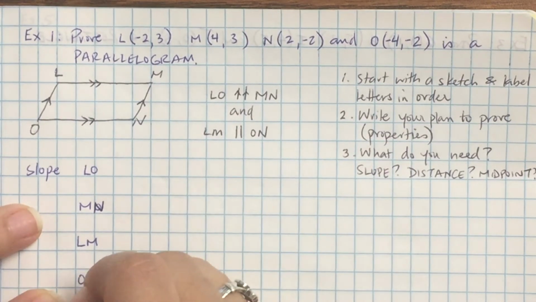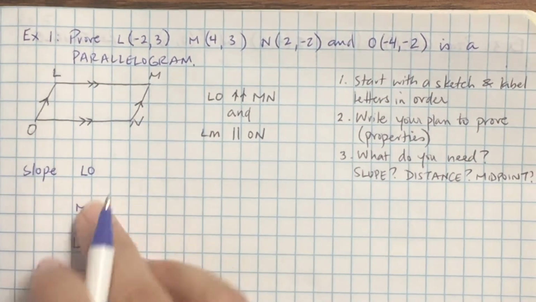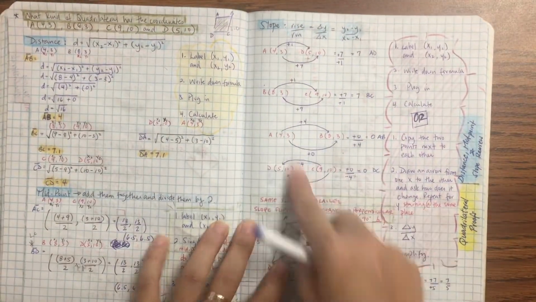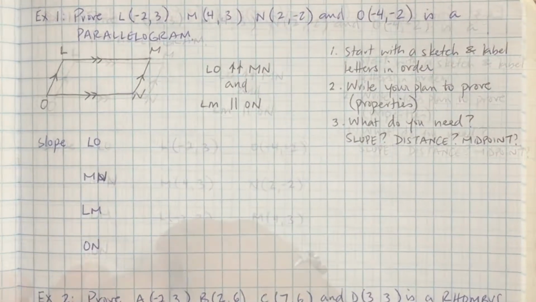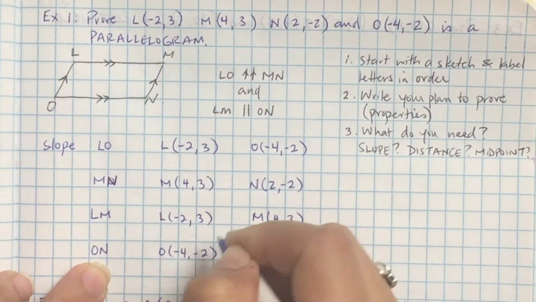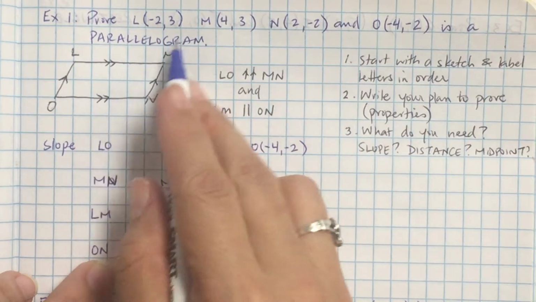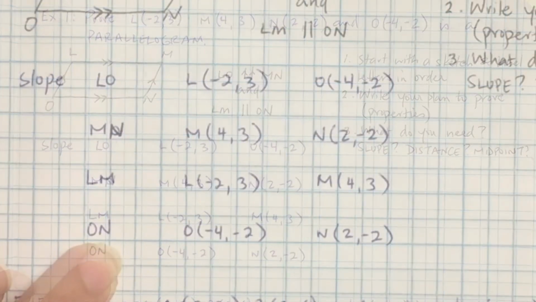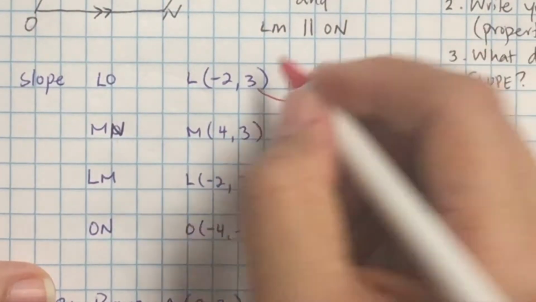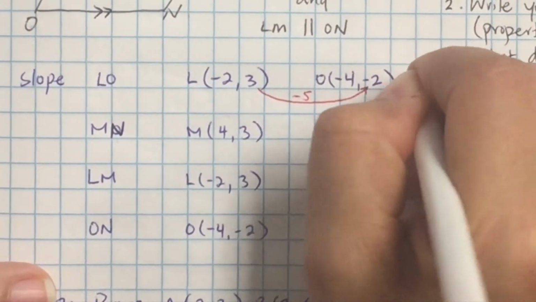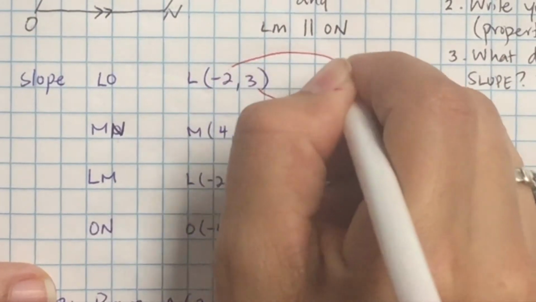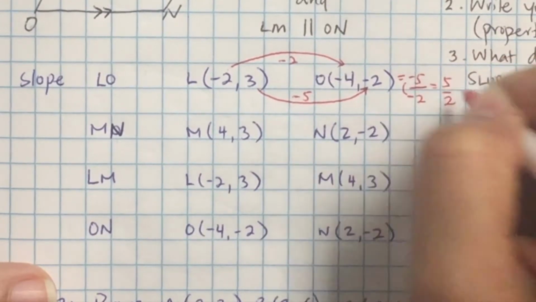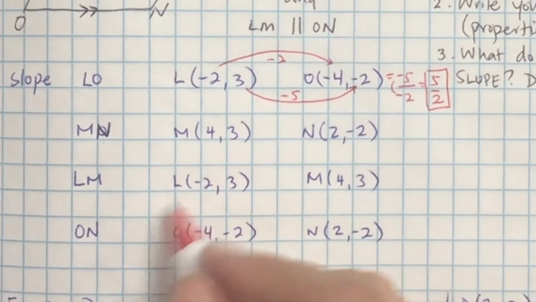And all I'm going to do is just copy down the coordinates for each of those letters. Because remember, if you need to know how to do slope, you can flip a page back and see how to find the slope. So all I did was copy the coordinates for LO, MN, LM, and the last one is ON. To find slope, change in y over change in x. So the change in y goes from 3 to -2. What am I doing? Subtracting 5. So -5 over. Then it goes from -2 to -4. What's that? -2 over -2. Simplify, it's going to be 5 over 2, because a negative divided by negative is positive.